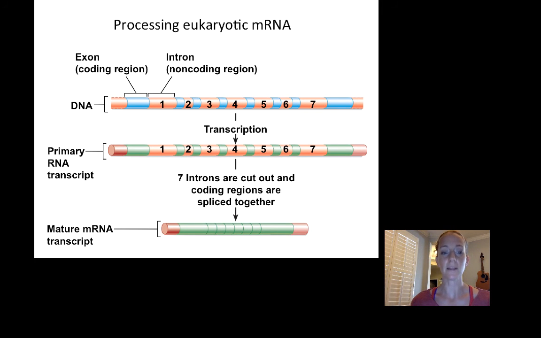So this is basically what it looks like. You have exons and introns in the DNA. The DNA is then transcribed into the mRNA. The mRNA will then be processed through splicing, where the introns are removed, and the coding regions will be spliced together to make the final mature mRNA transcript.